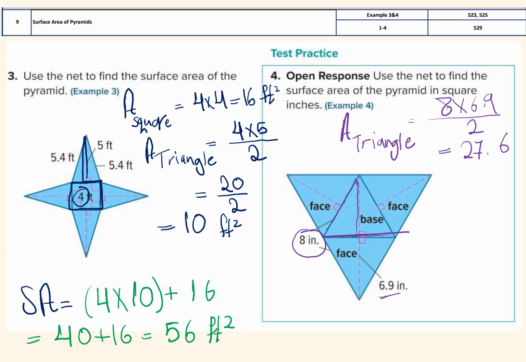So the final answer is going to be surface area equals 4 times 27.6, which is 110.4 square inches.